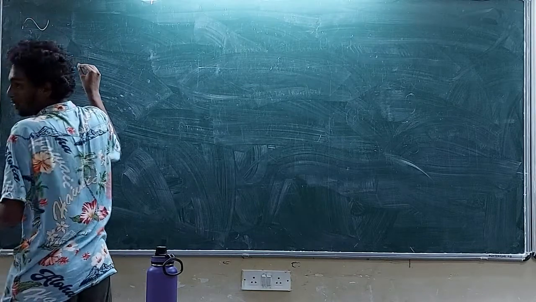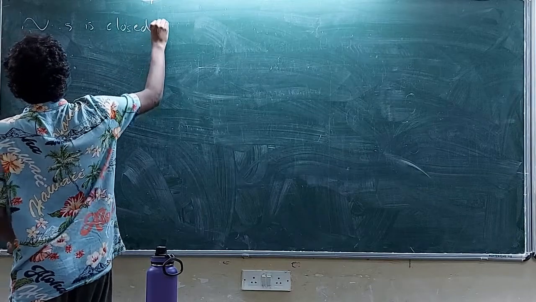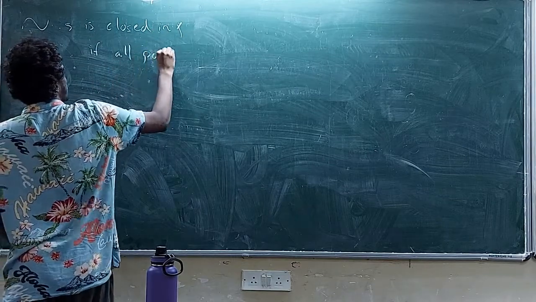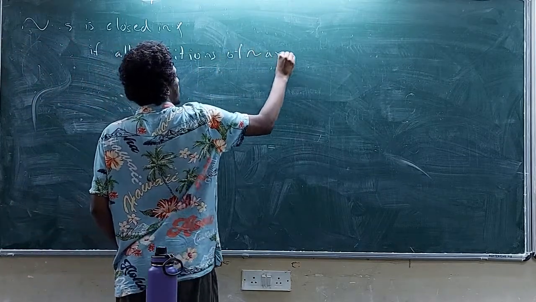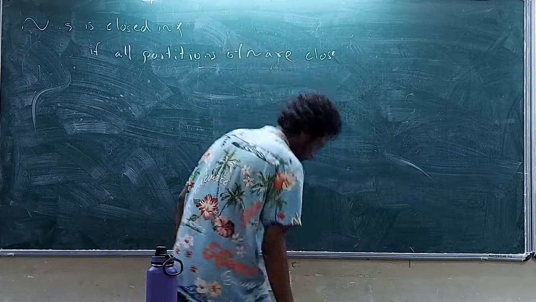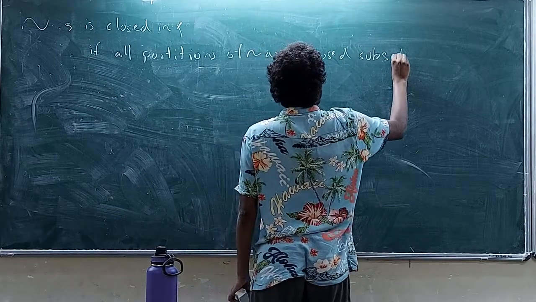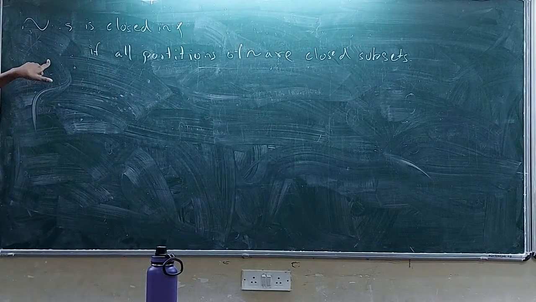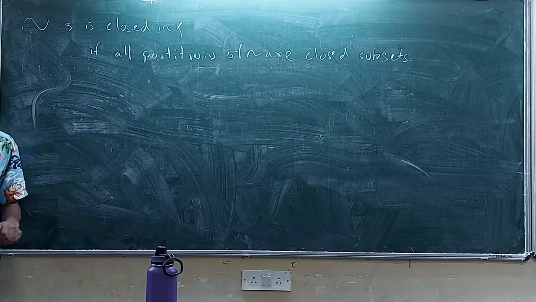I will say this equivalence relation is closed in X if all partitions of this relation are closed subsets. And you can see that if this equivalence relation is not closed and X is Hausdorff, then X by this equivalence relation will not be Hausdorff.